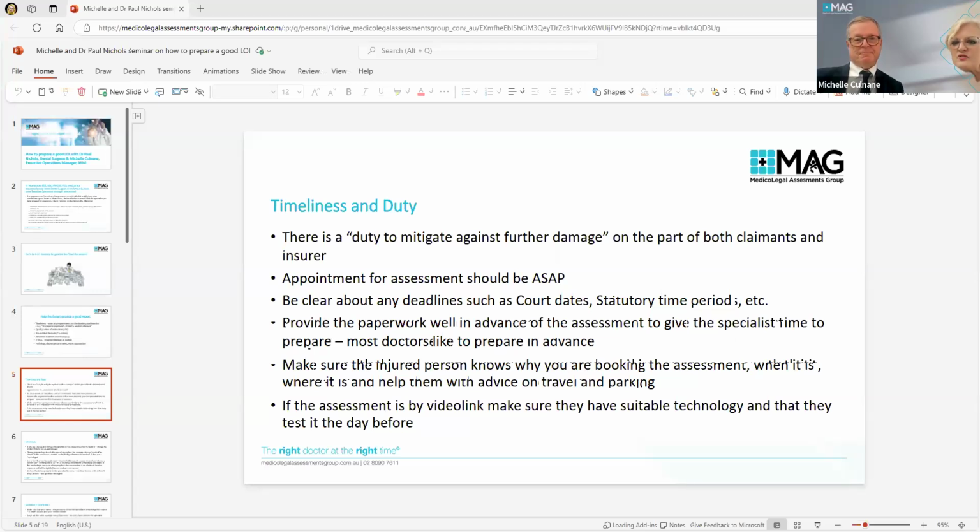Absolutely. And look, the last two points on that one there are really important. And sadly, we see this a lot of the time in our rooms. Make sure that your claimant or injured worker, injured person knows, A, the fact that you have booked an assessment for them, that they know why you have booked an assessment for them, and that you've spoken to them about how they're going to get there so that they'll be on time.